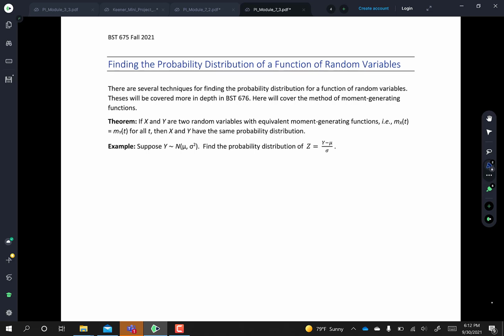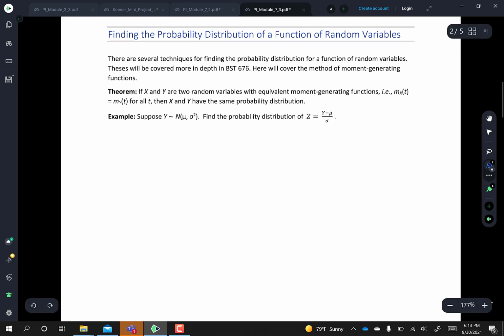Suppose that y is distributed normal with mu, sigma squared, and we want to find the probability distribution of z, which is equal to y minus mu divided by sigma. Notice here we do have a function of a random variable, and in fact this is one that you've seen before. What we're doing is taking that random variable y and standardizing it. So the question is, if y is originally distributed normal mu, sigma squared, what happens to the distribution of that random variable once we standardize it? Let's see if we can figure that out.